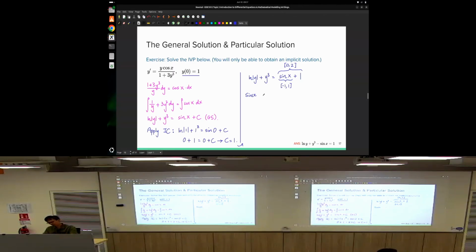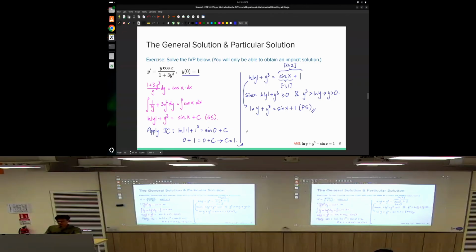So therefore, since ln y plus y cube has to be more than or equal to 0, and y cube is always more than ln y, you get ln y plus y cube equals sine x plus 1. So this will be your particular solution. Okay? So this one maybe we can write one more. y is to be more than 0. Any questions? Any other questions?